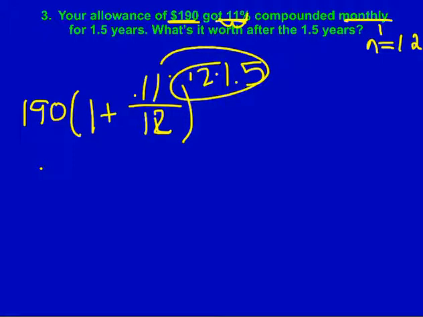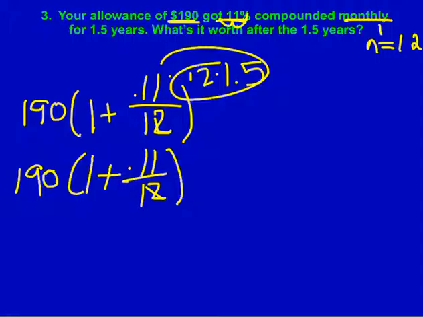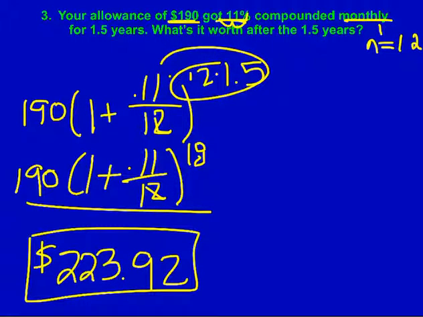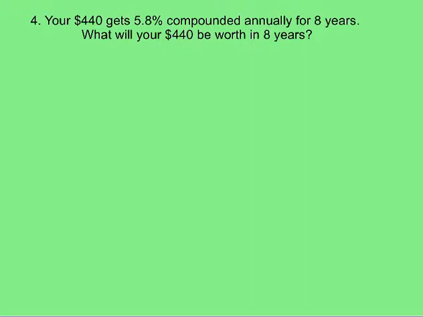Okay, so we're going to multiply 12 times 1.5. So then I get 190 times 1 plus 0.11 over 12, to the power of 12 times 1.5, well, that's going to give us 18. So then I can go ahead and plug this entire thing into my calculator. Again, those parentheses are really important. And when I do that, I get 223.92. So if for some reason you're not getting the same answers as me, definitely let me know so I can take a look at what you're getting in your calculator and what you're typing in. And again, please make sure you're watching your rounding.